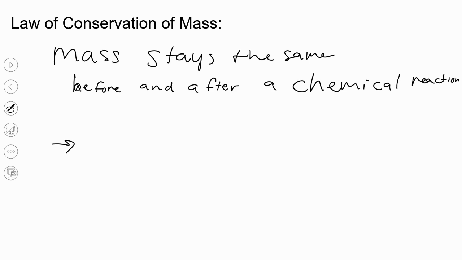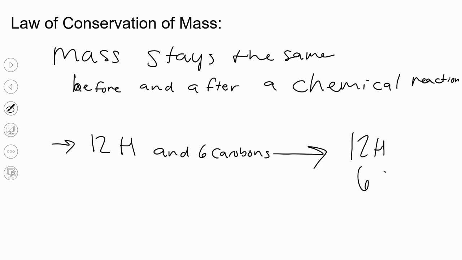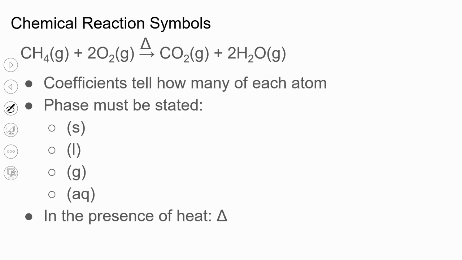Okay, so let's do an example. So if I have 12 hydrogens and 6 carbons, then after the chemical reaction, I better still have 12 hydrogens and 6 carbons, okay? So that's another way to put our law of conservation of mass. However many atoms of each different element I have to start with, I have to have those at the end, okay, for a regular chemical reaction.